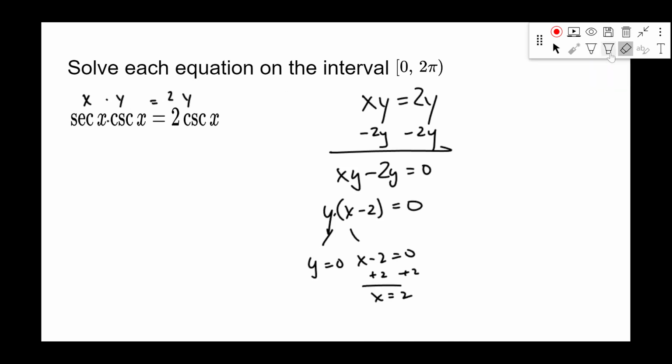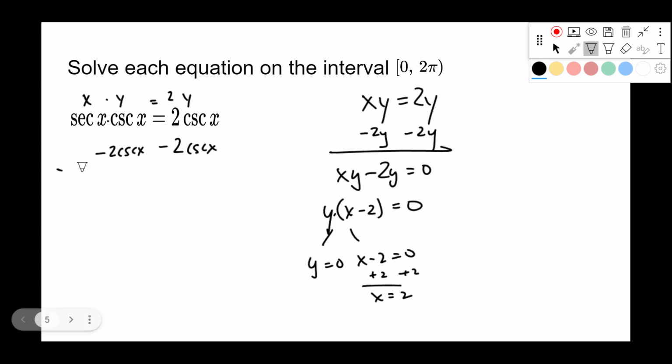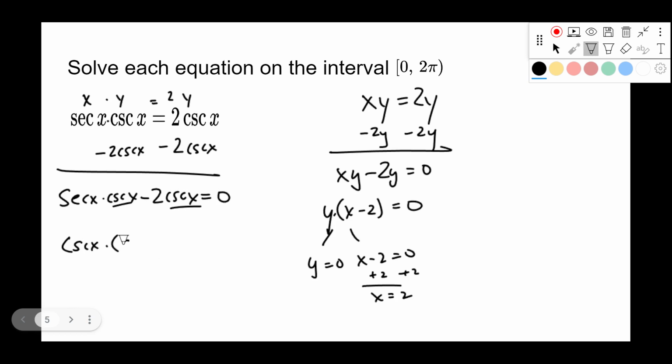So let's come back up here. And we're going to do the same thing. So the first thing I'm going to do is subtract 2 cosecant x on both sides. I can't combine it with that because they're not like. So I have secant x times cosecant x minus 2 cosecant x equals 0. Now there's GCF. Cosecant is in common. I'm going to take out cosecant x. It leaves me with secant x minus 2 is equal to 0.